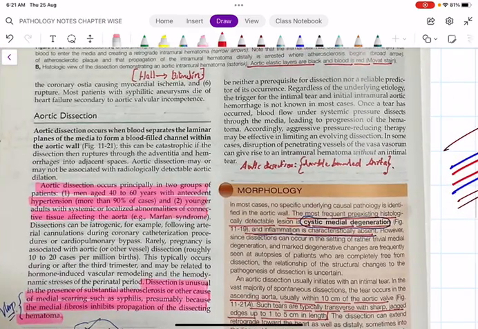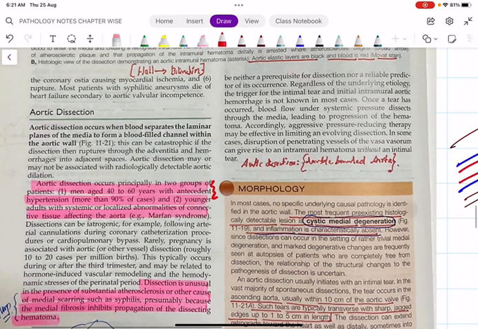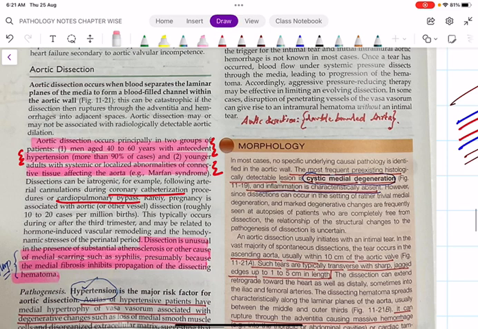It occurs in the age group of 40 to 60 years with uncontrolled hypertension. That is the most important risk factor. Or any connective tissue disorder, like Marfan syndrome. It may even be iatrogenic, that means following a treatment, in case of coronary artery catheterization or cardiopulmonary bypass. Here comes an MCQ question.